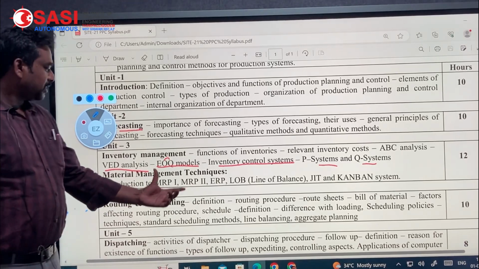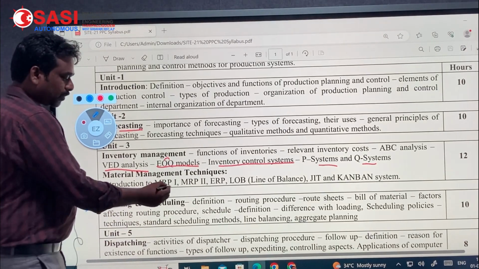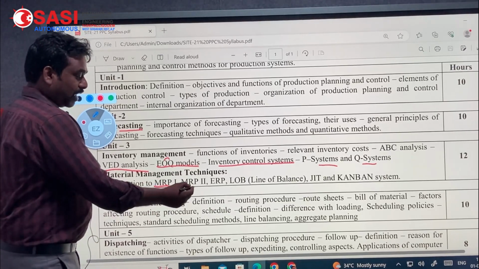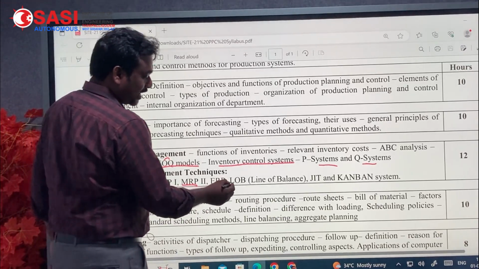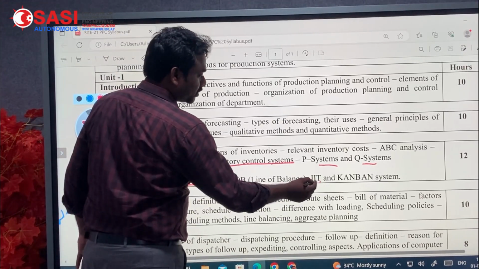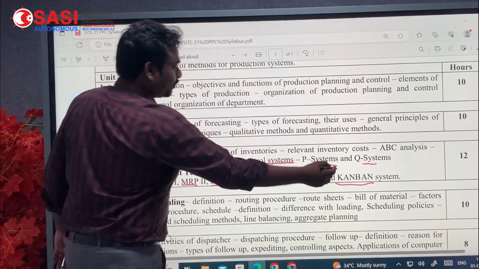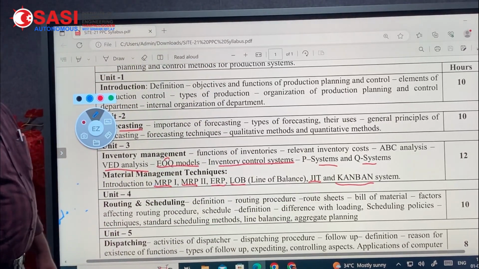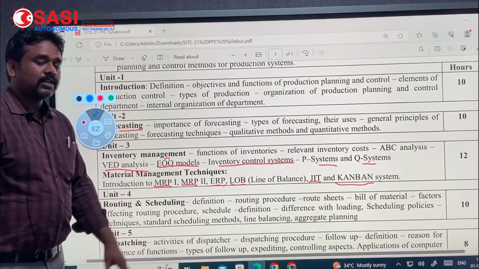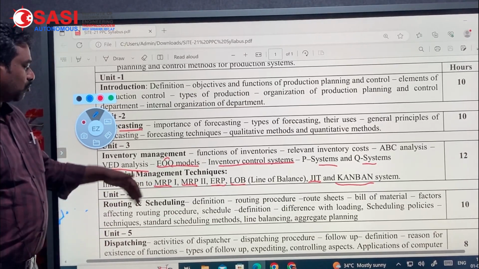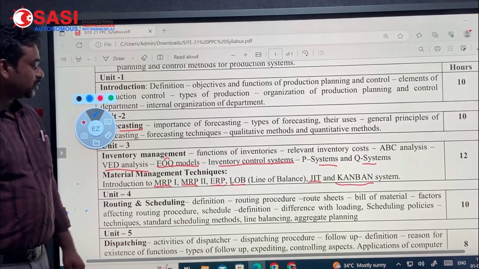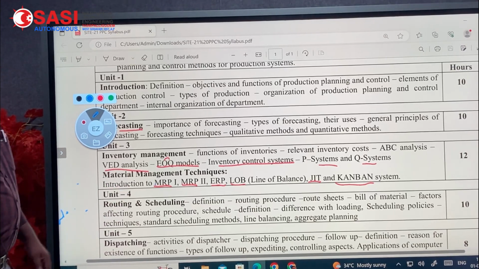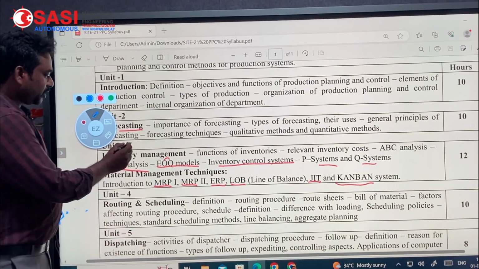And material management techniques like MRP, that is nothing but material requirement planning, manufacturing resource planning and enterprise resource planning, and what is the line of balance, and what are the various techniques like JIT and Kanbans. So how these material management techniques are being used in various industries, we can see what each stands for, what its advantages are, and what happens in MRP and MRP to ERP. We are going to see that in the material management techniques. So this constitutes unit 3.